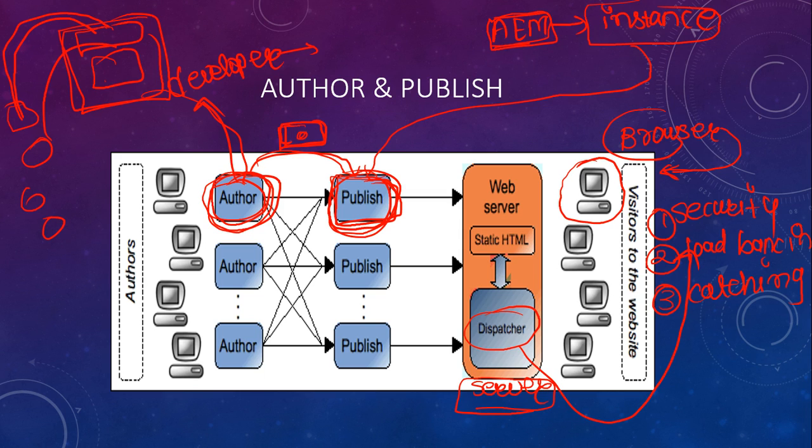Okay, so consider now your request is not good, or it has some things that are not good. If you are trying to hit the publish instance, maybe this data is not safe. For that, the dispatcher will not give you permission to go inside the publish instance. It will reject the request right here, and it will not go to the publish.